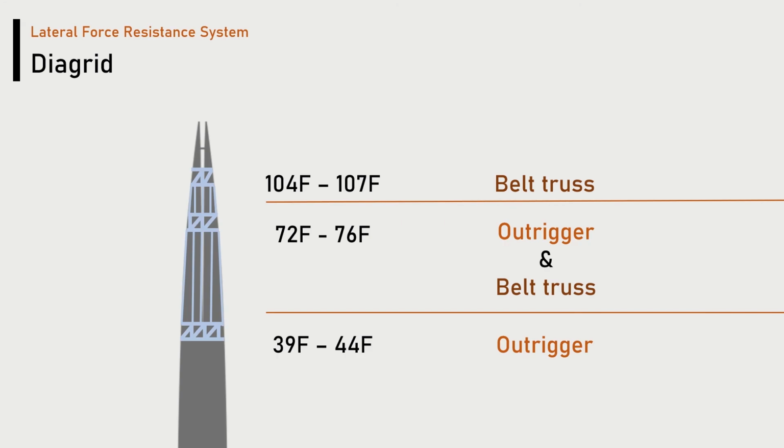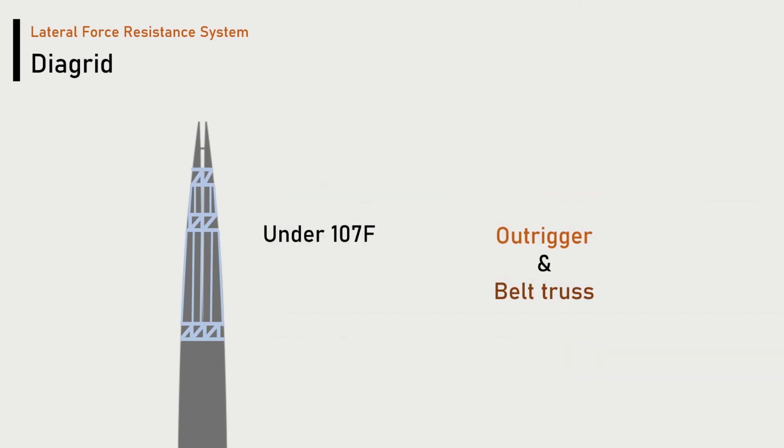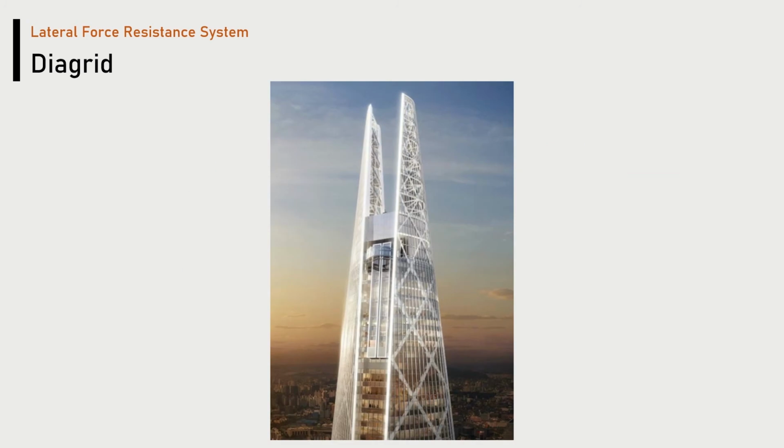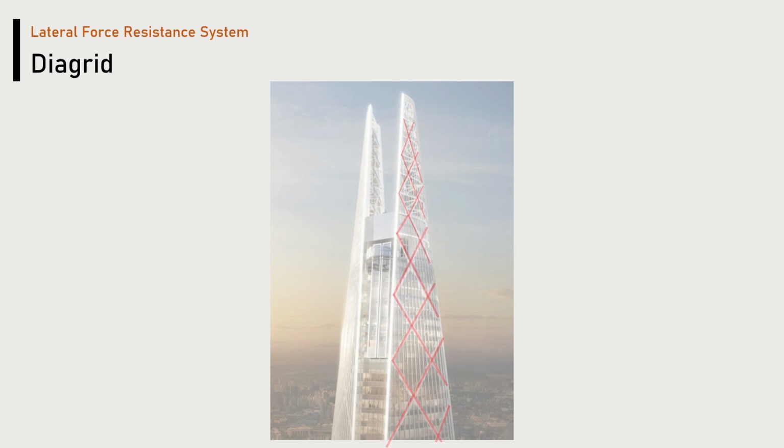Looking at the structure of Lotte Tower, the belt truss and outrigger are applied up to the 107th floor. From the 107th floor to the top floor, the diagrid form of the lantern is constructed. This picture shows the uppermost part of Lotte Tower. This part is the diagrid.